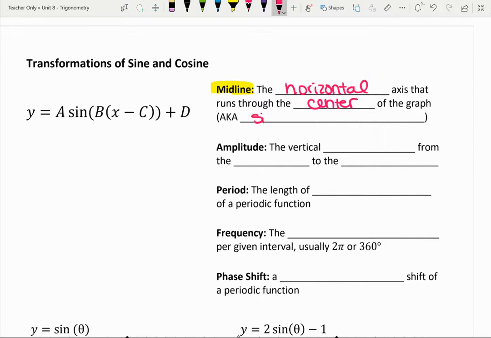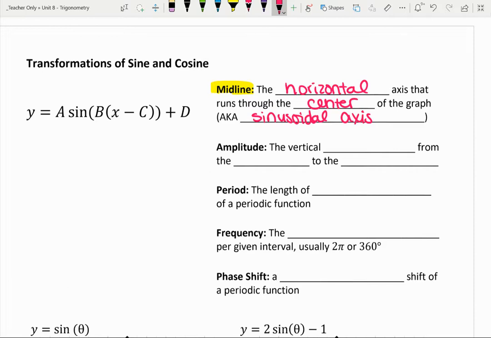Another word that you might see that's the same as midline is sinusoidal axis. So sinusoidal axis and midline mean exactly the same thing. It's the horizontal axis right through the middle of a graph.